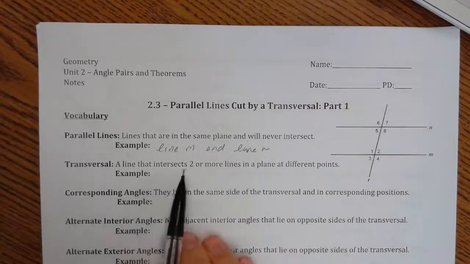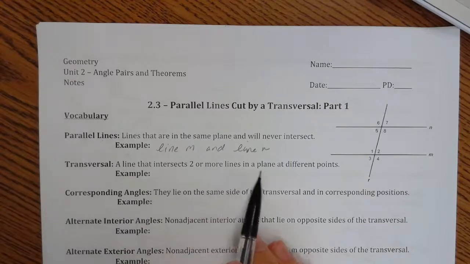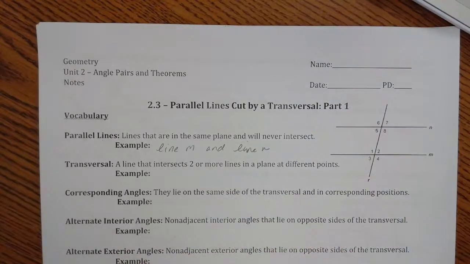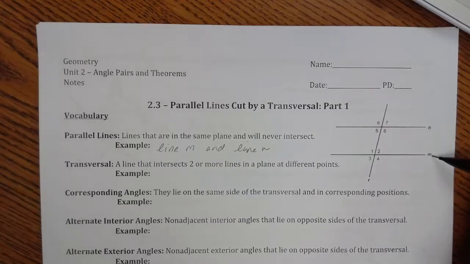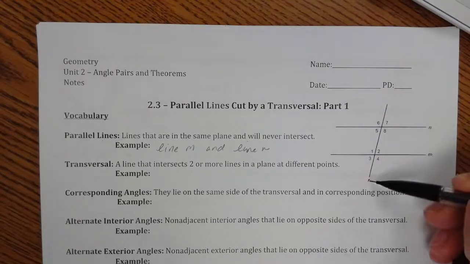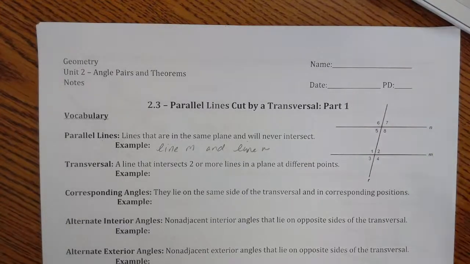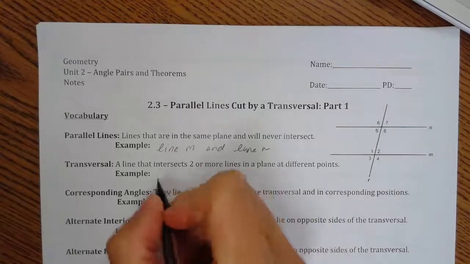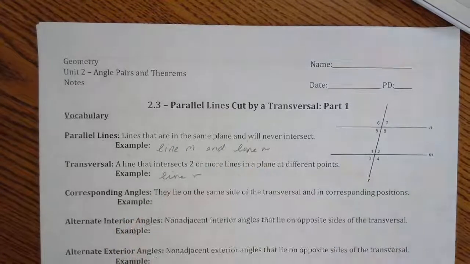Transversal is a line that intersects two or more lines in a plane at different points. So since N and M are in the same plane, line R would be considered the transversal because it intersects both of those lines. Line R.